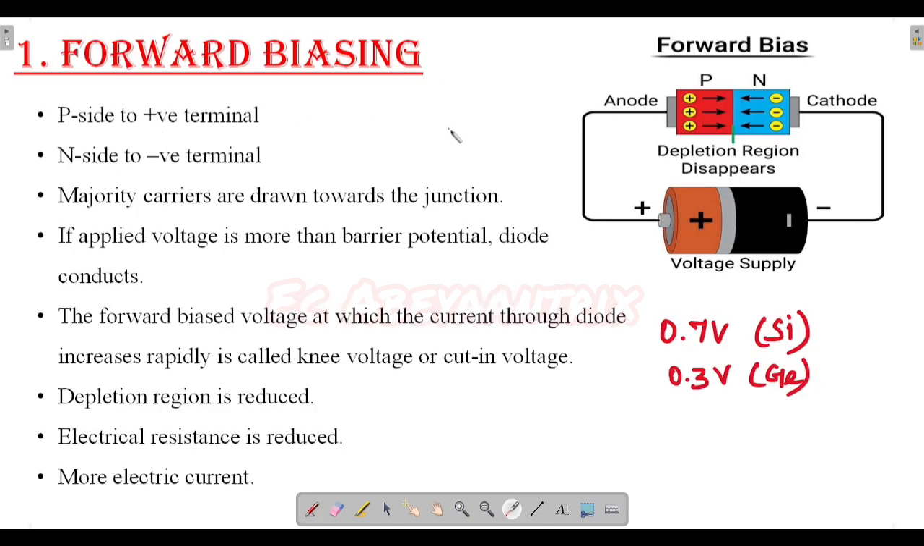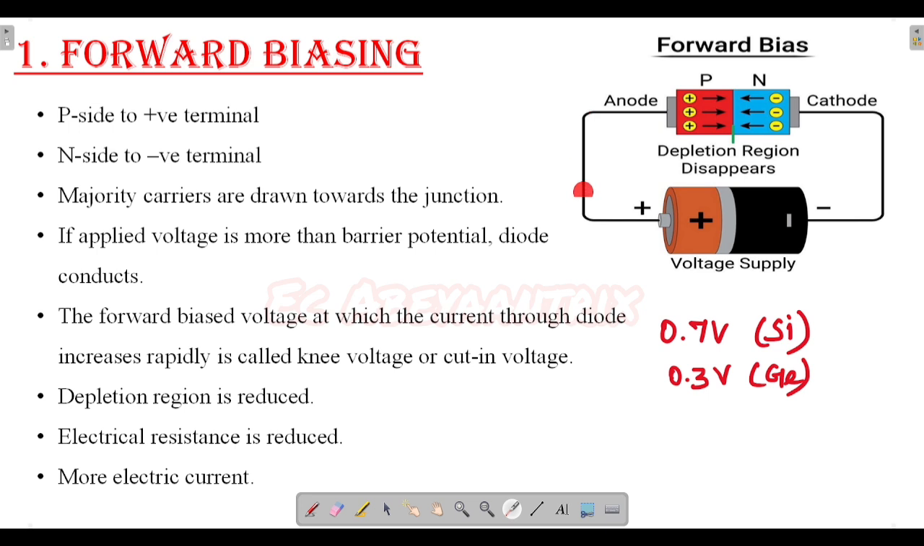How will a PN junction diode behave in forward biasing mode? This is a PN junction diode, right? In the P side, holes are the majority charge carriers, and in the N side, electrons are the majority charge carriers. This is the anode terminal of the diode, and this is the cathode terminal. Anode is the positive terminal, and cathode is the negative terminal.